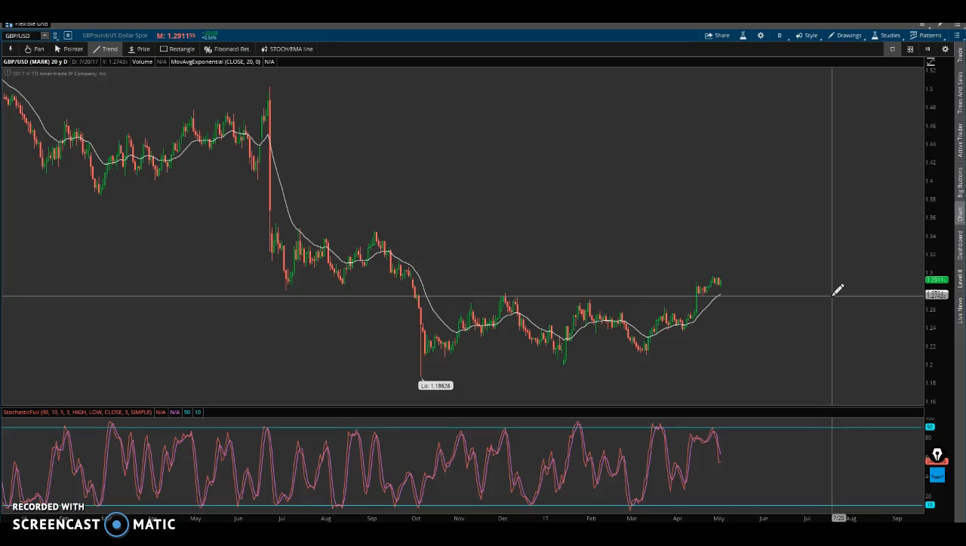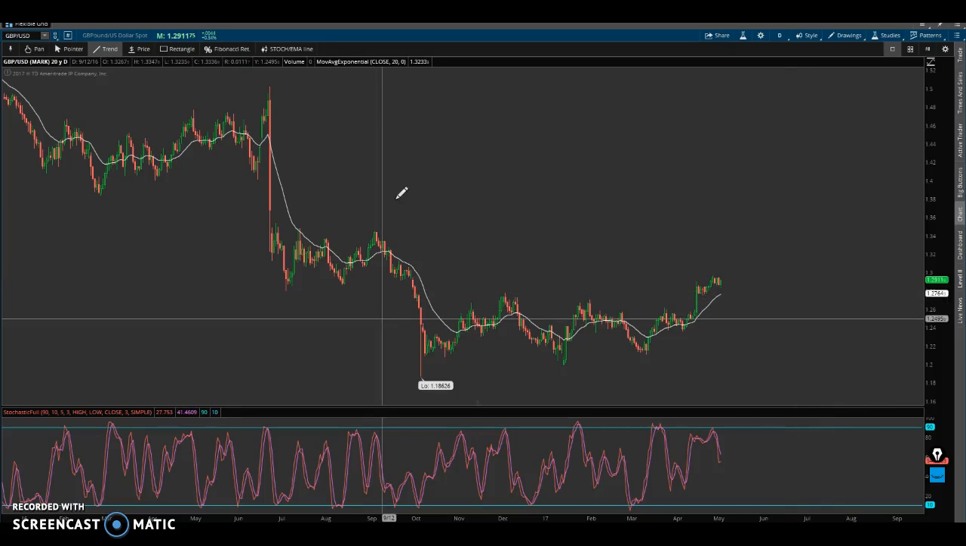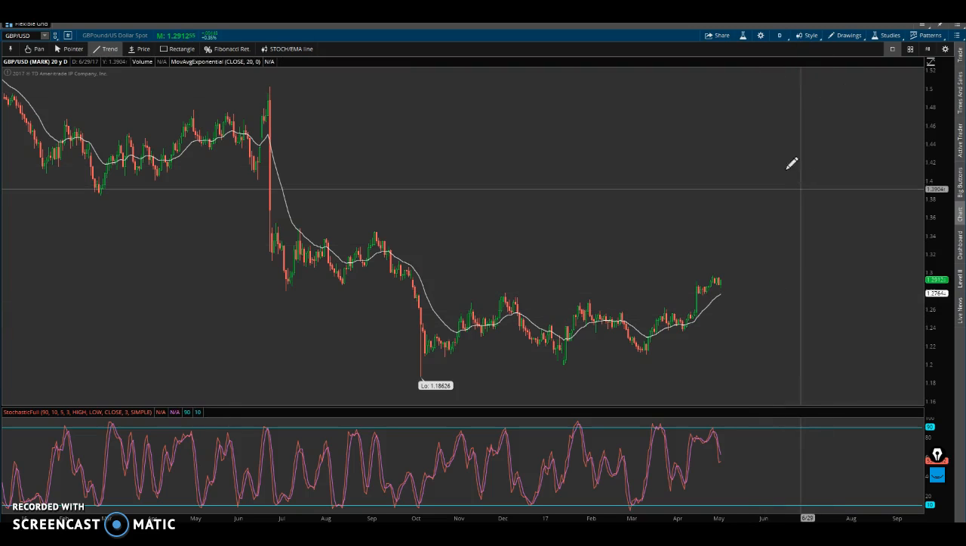Hello everyone, I'm just going to do a quick trade recap on the pound dollar. I got into it last night or early this morning and took profit on it just a little bit ago. I used a limit order which worked out pretty well actually. So we'll get into it.